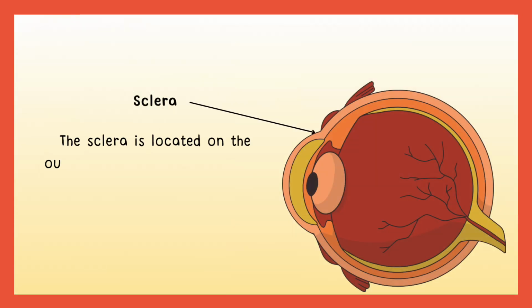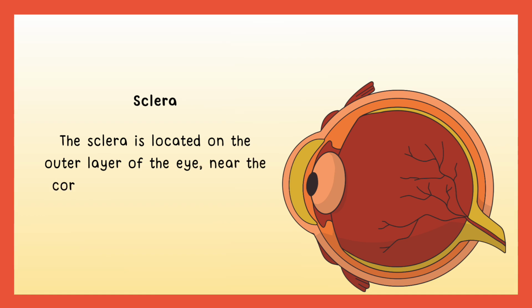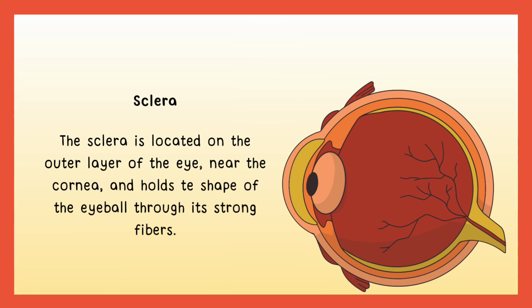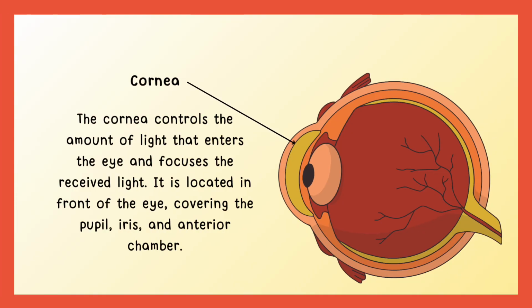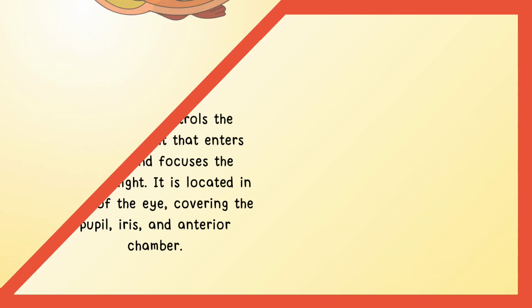The sclera is located on the outer layer of the eye, near the cornea, and holds the shape of the eyeball through its strong fibers. The cornea controls the amount of light that enters the eye and focuses the received light. It is located in front of the eye, covering the pupil, iris, and anterior chamber.